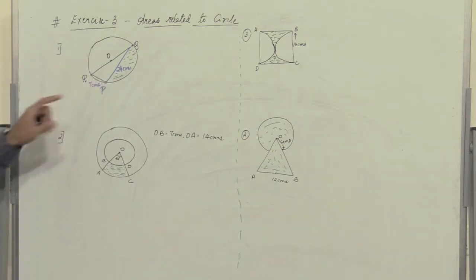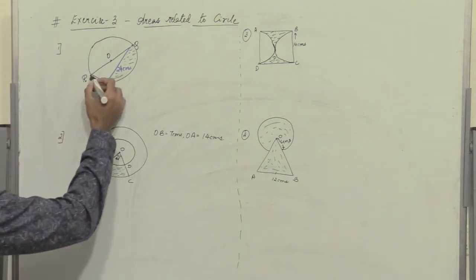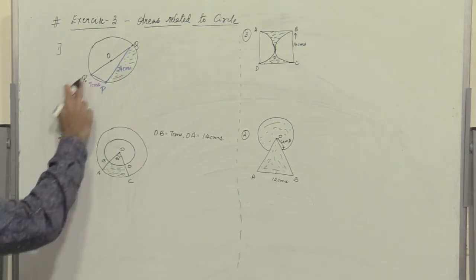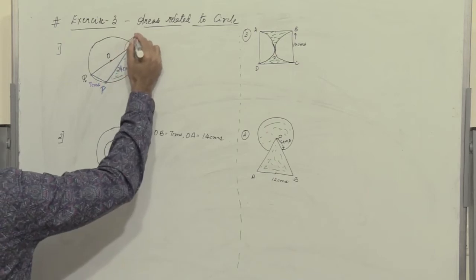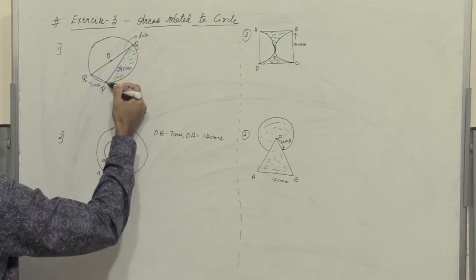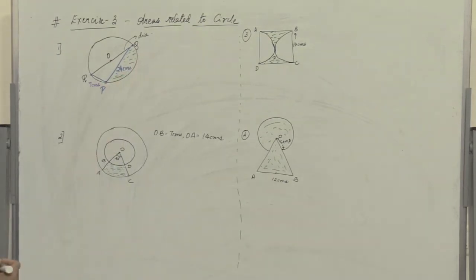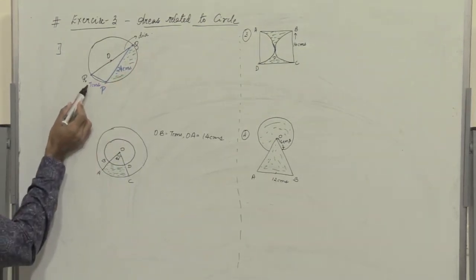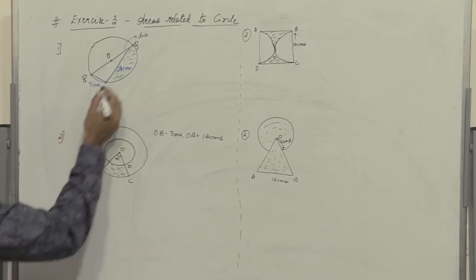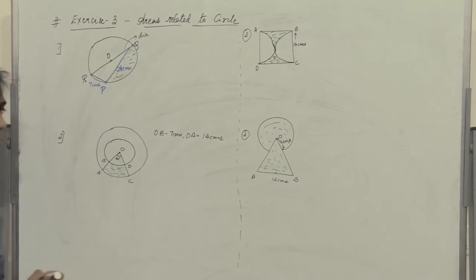So in the first problem, we have the line RQ which passes through the center. So this becomes the diameter of the circle. And then there is a chord PQ of length 24 centimeters. And then PR is 7 centimeters. We have to find the area of this shaded region.